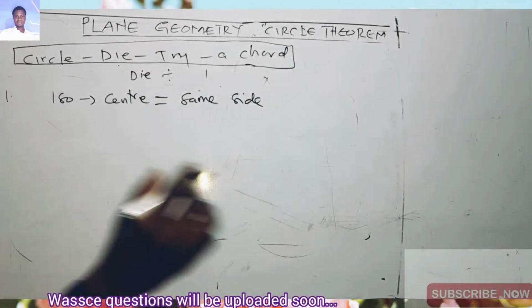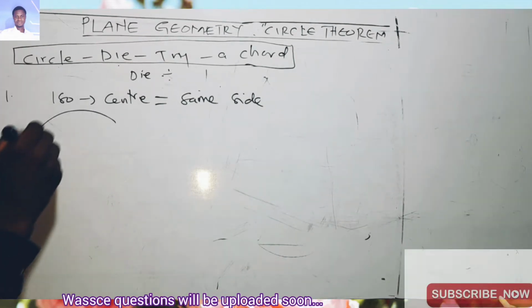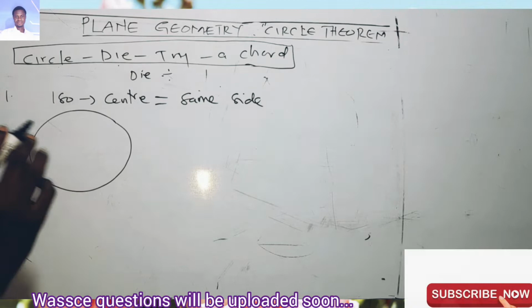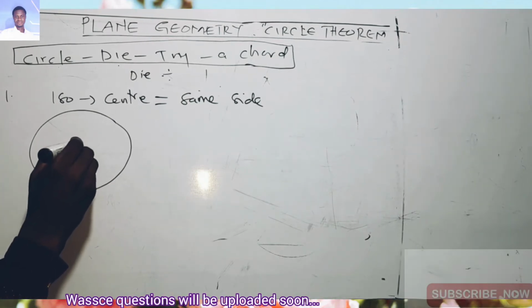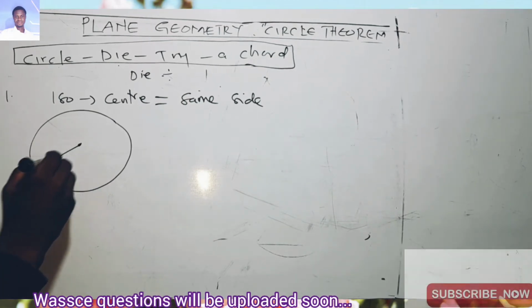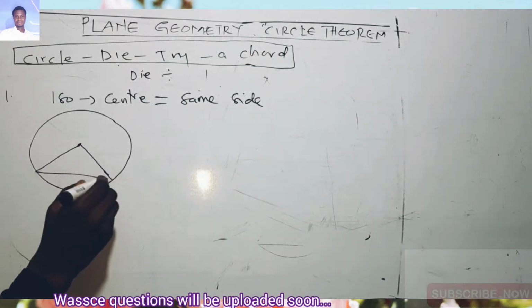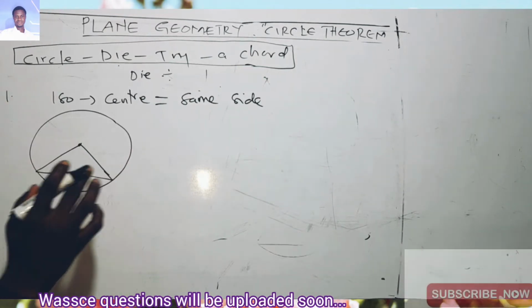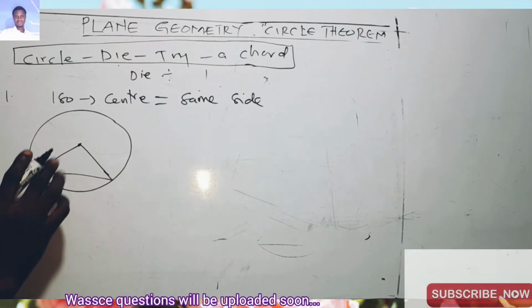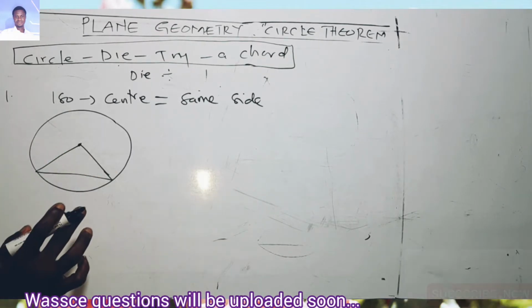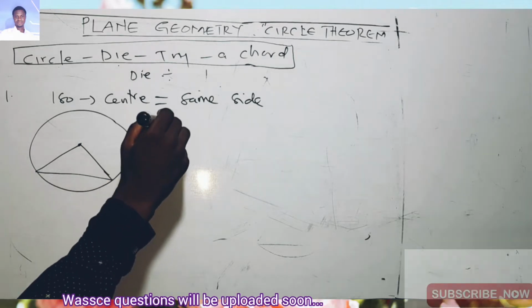Good. So look at it this way. If I have a circle this way, and there is a center here, the moment you have a triangle forming at the center, automatically the triangle becomes an isosceles triangle.